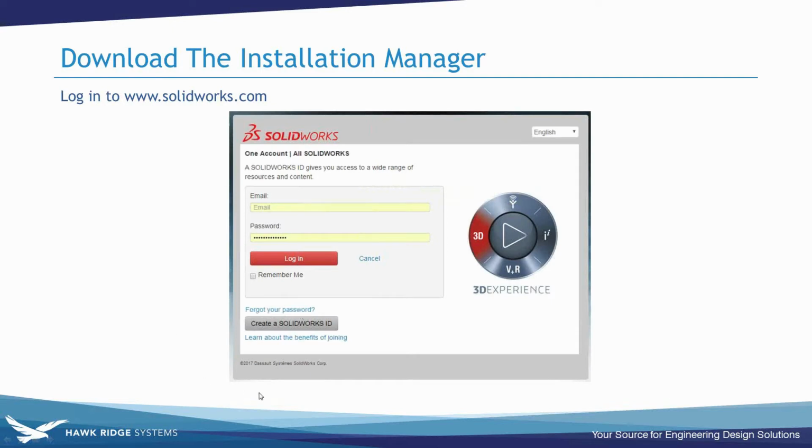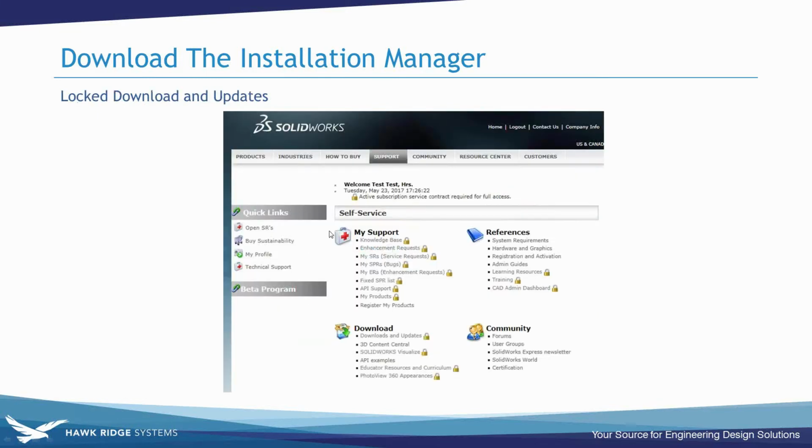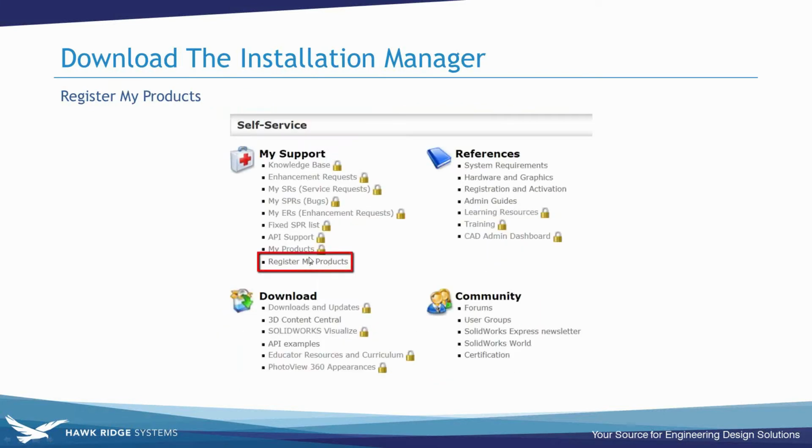Now, if you don't have an account, what you can do is just create a new one. It is free for all users. However, if you do need to access the downloads and updates section, you will need an up-to-date serial number. Once you log in, you may see that your options are locked. So if that's the case, you do need to register your SolidWorks serial number and register the latest version of SolidWorks. To do that, all you would need to do is select the Register My Products option.